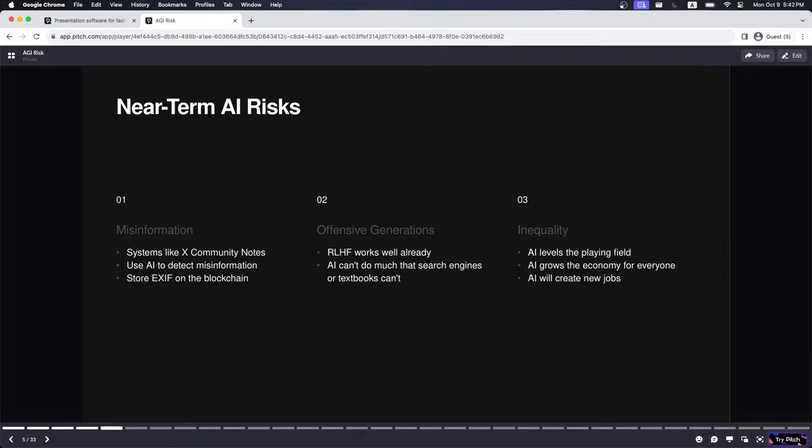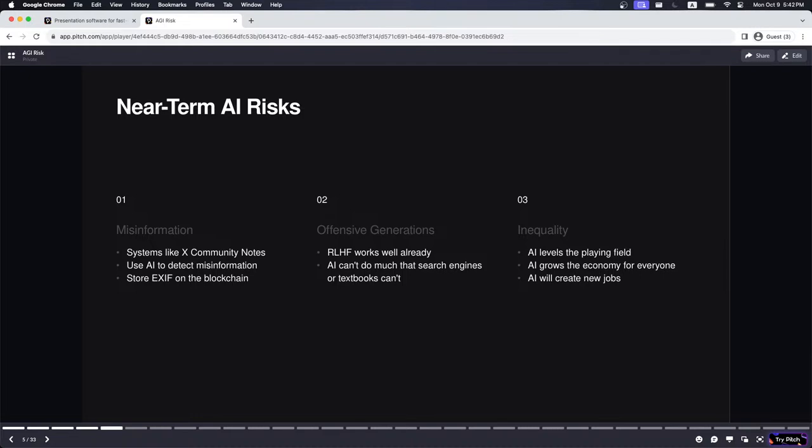Or for example, ChatGPT telling users how to make a bomb or make meth. Well, first of all, RLHF, reinforcement learning with human feedback, which we'll learn about in a bit, already works quite well to get ChatGPT to not generate these things. And secondly, AI can't do that much that search engines and textbooks can't. So if you want to make meth, and you ask ChatGPT, how do I make meth? It's going to tell you, I'm sorry, I can't do that, as an AI language model developed by OpenAI. You've all heard the spiel before.